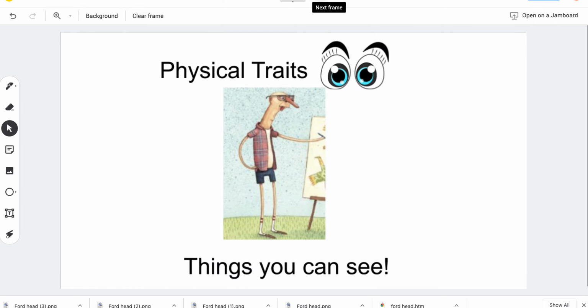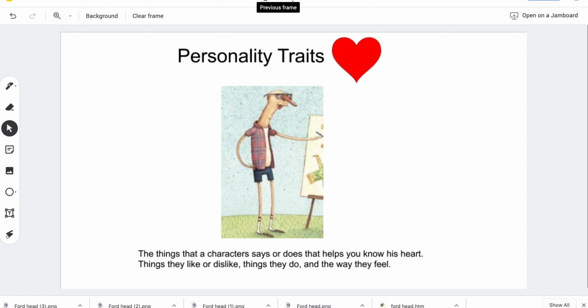Old man Fulquire, remember? So there's two different types of traits. There's personality traits. Now, these traits are things about the inside of the person, the things that the person does or says that help you know who he is and what he likes. So down here it says the things the person says or does that help you know his heart. Things that they dislike or like, things that they do, and the way that they feel. So that's personality traits. Those are all things that happen on the inside. So we've got a heart here because our heart's on the inside, right? This is the way the person is, okay?